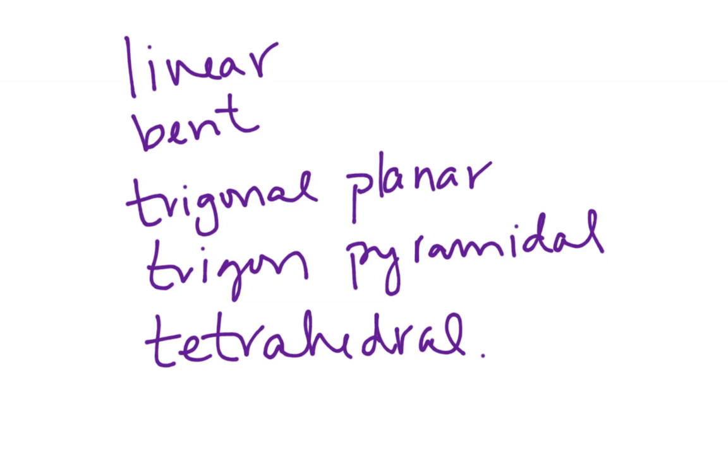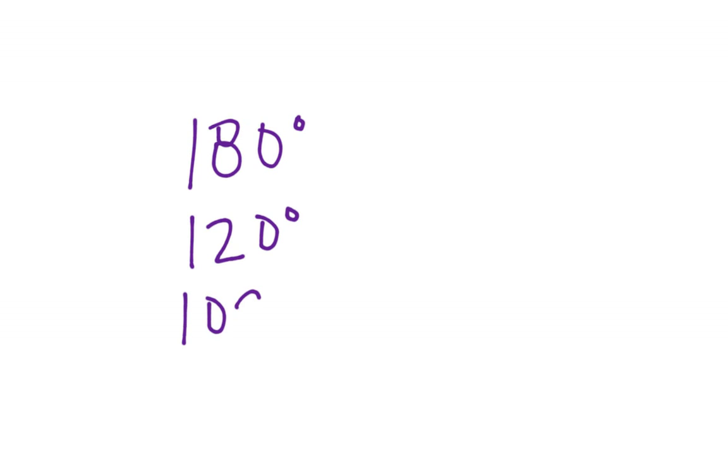What are the 3 major angles? Linear is 180 degrees. Trigonal planar is 120 degrees. Tetrahedral is 109.5 degrees. And trigonal pyramidal and bent are both just slightly less than 109.5. If you just write 109.5, I'm great with that. So there's that.